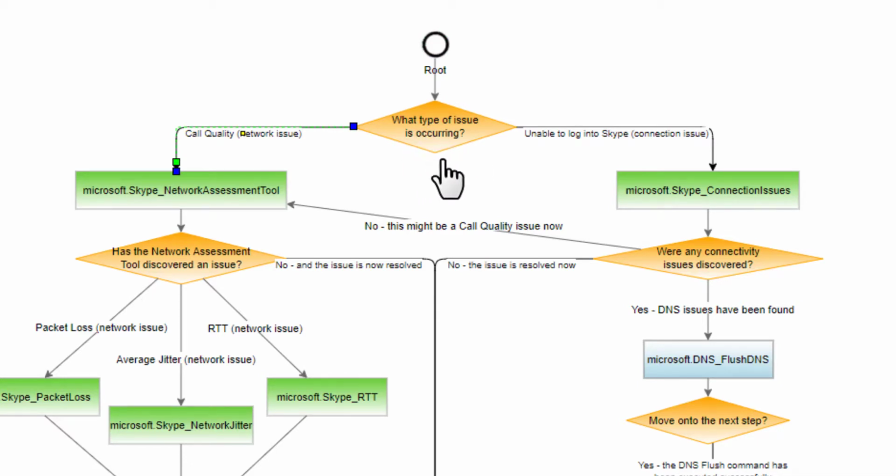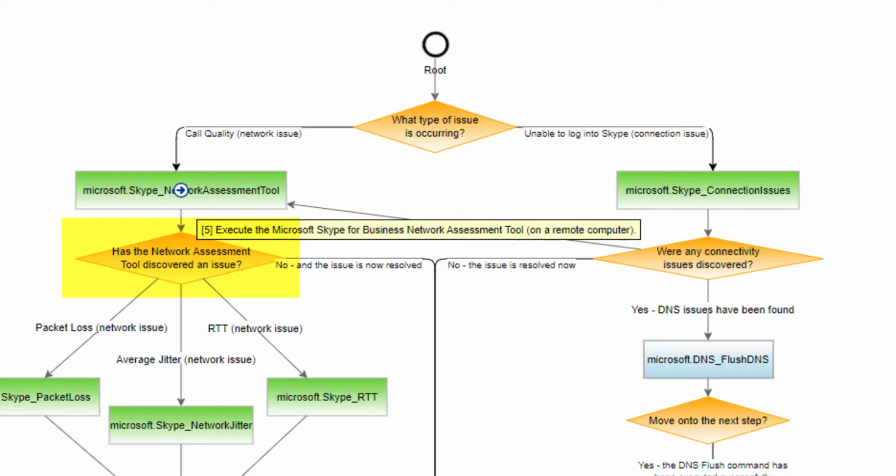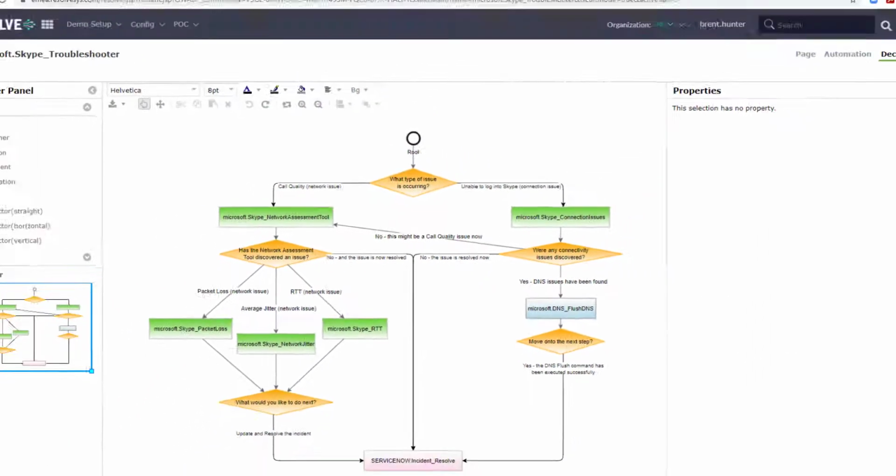The question is, what type of issue is occurring? And we have two answers offered here. It's either going to be a call quality issue or a connection issue. Each answer takes a different path in our decision tree and leads to different pages or automations, that include automations within them to troubleshoot the issue even further. In a moment, I'll demo how I will select the call quality answer, which will lead to the network assessment tool page. And using the automation in that page, I'll be able to answer the next question about what the network assessment tool has discovered. Okay, let's switch over to the demo.